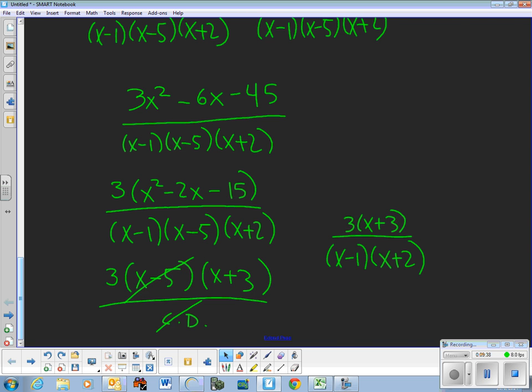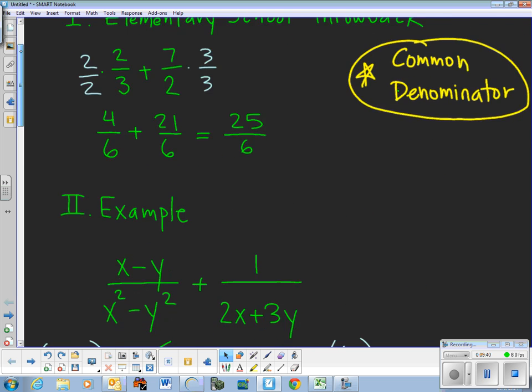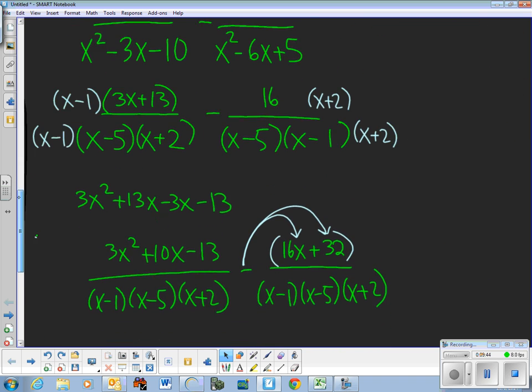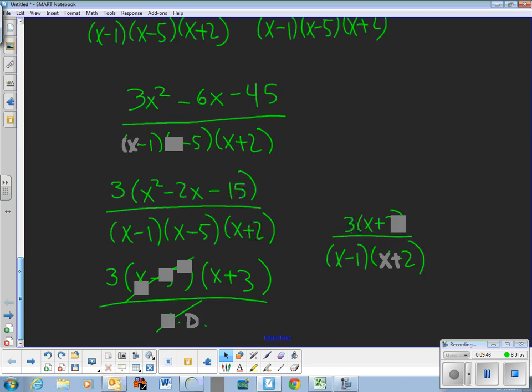All right, so we're adding, subtracting fractions, just like back in elementary school. Get your common denominator, which you can find through factoring, cancel what you can, add the rest, cancel again if you need to. All right, this is it.